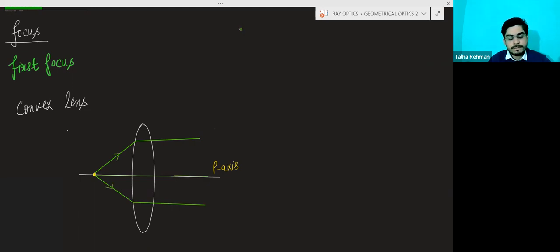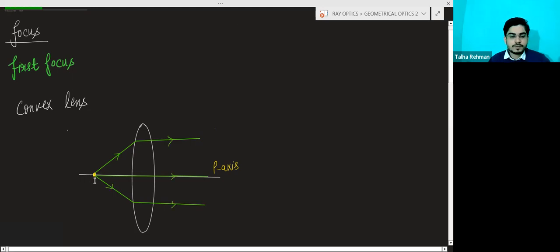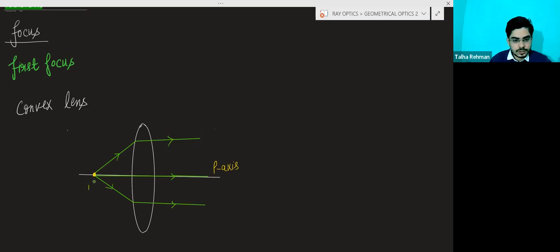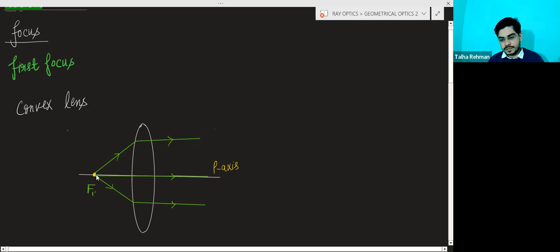If you are placing the object at the first focus, this is F1, then rays from the first focus, after passing from the lens, become parallel to the principal axis. This is the first focus. In this way, you can define the first focus for the convex lens.